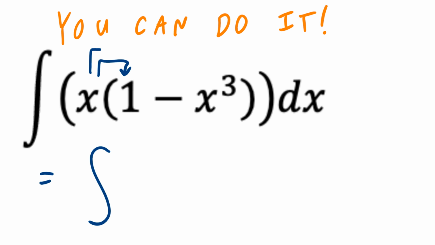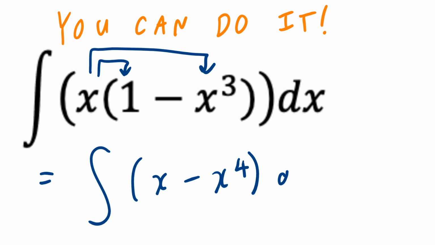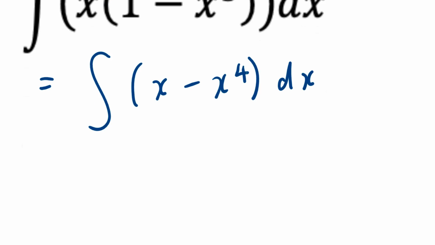I'm going to draw some arrows. You can rewrite this as the antiderivative of (x times 1 is going to be x, times x cubed is going to be x to the power 4), close the bracket, with respect to x.